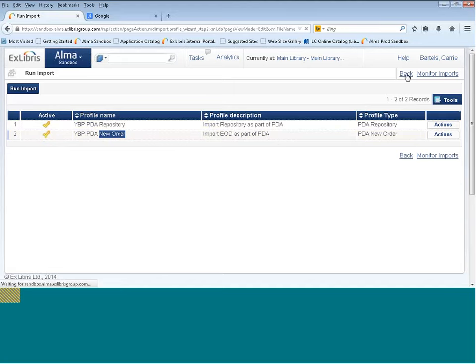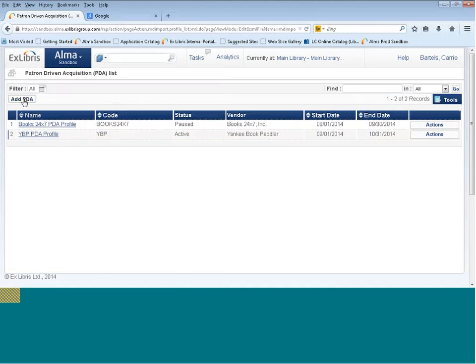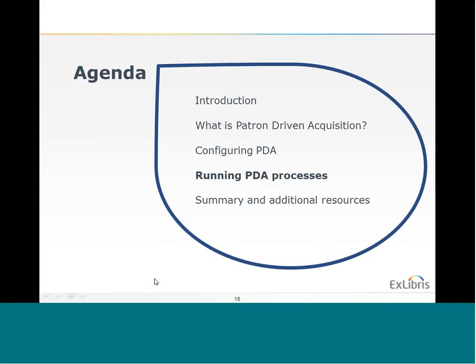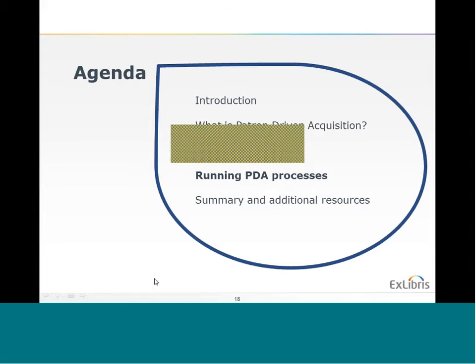And I'm going to click on the back button, and this takes us back to our PDA list of profiles. So let's go back to the slides. So now that we have the PDA profile and associated import profiles established, let's talk about how to run the PDA process. And let's go back to ALMA.